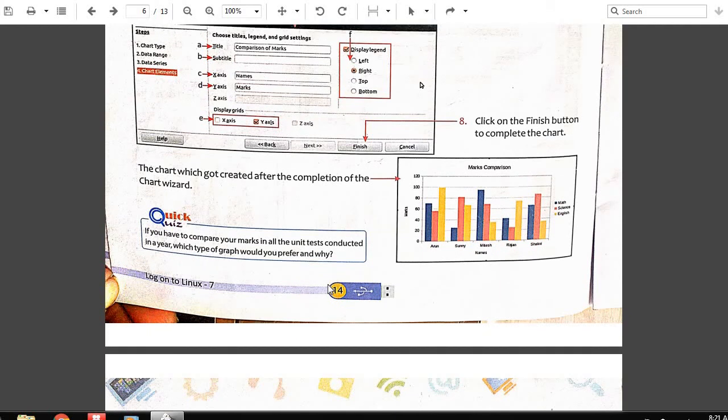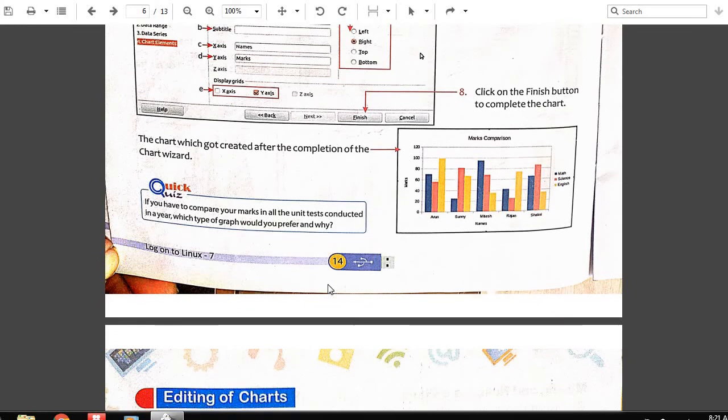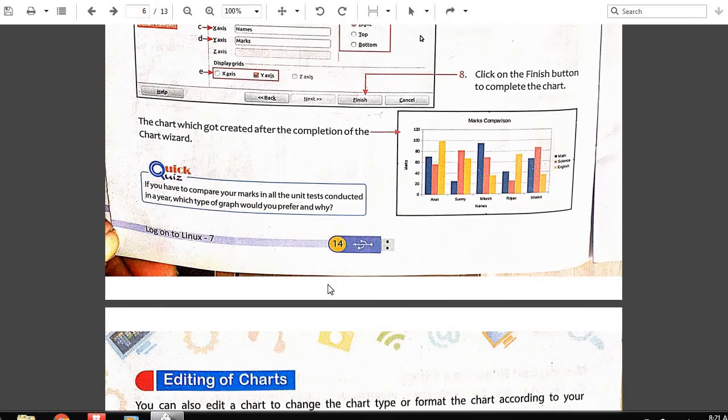We have seen the importance of charts, elements of charts, types of charts, and how to create charts. You can note down the different steps. In the next video I will be telling you about editing of the charts. Till then, practice this, prepare notes and study well.